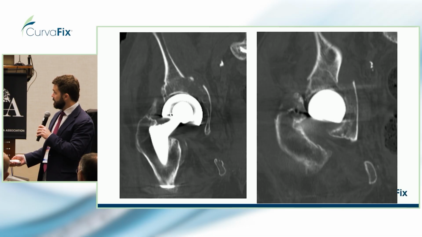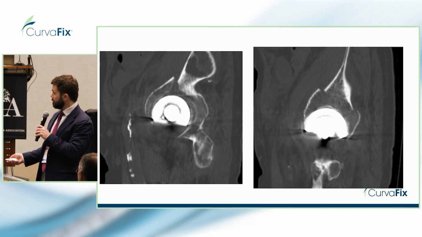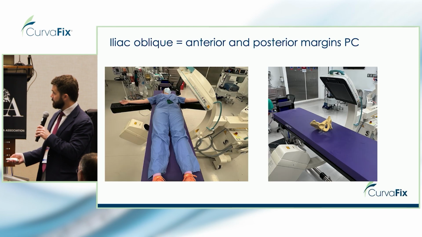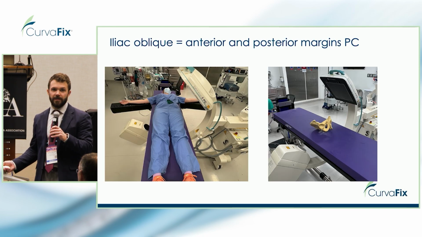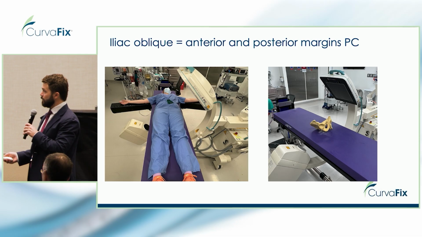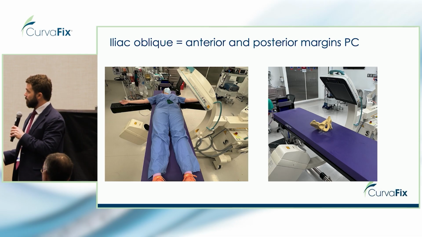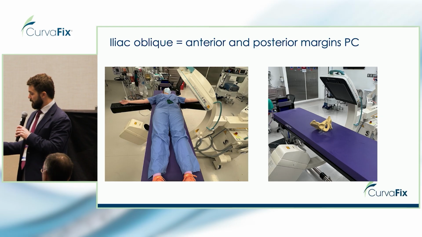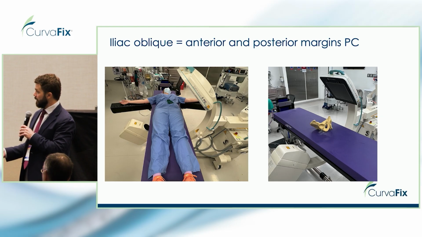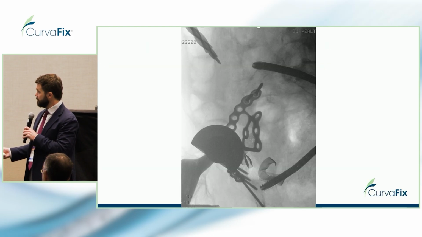Here are some select CT cuts showing this protrusio, sort of an associated both column acetabulum fracture with no real connection. Imaging is important for using this technique. The iliac oblique view allows you to see the anterior and posterior margins of the posterior column, demonstrated by our lovely radiology tech here, and also the Sawbones.